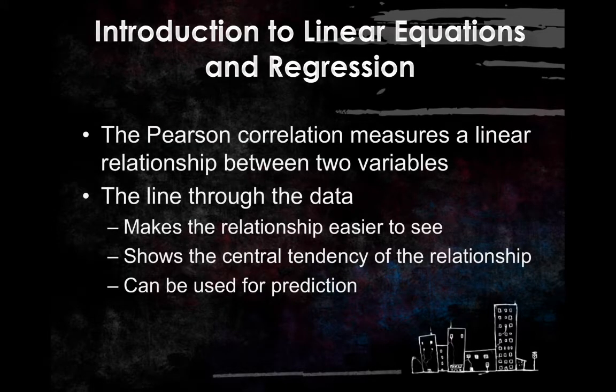Okay. The Pearson correlation measures a linear relationship between 2 variables, and the line through the data makes that relationship easier to see. Sometimes that scattering of all the different dots is hard to see, so drawing a best fit line directly through all that data helps us recognize the relationship a little bit easier.